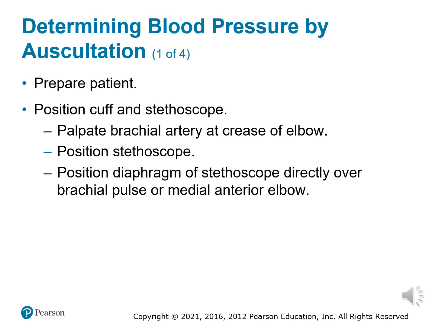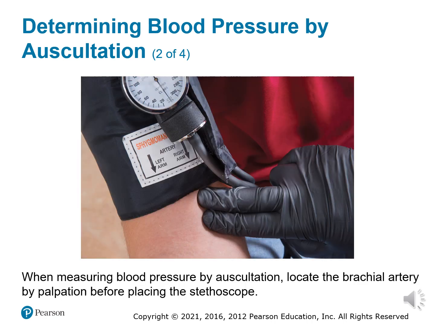Next, we'll talk about determining blood pressure by auscultation. So first, you want to prepare the patient. Position the cuff and the stethoscope. You want to palpate the brachial artery at the crease of the elbow. Position the diaphragm of the stethoscope directly over the brachial pulse on the medial anterior elbow. When measuring blood pressure by auscultation, you want to locate the brachial artery by palpation before placing the stethoscope.